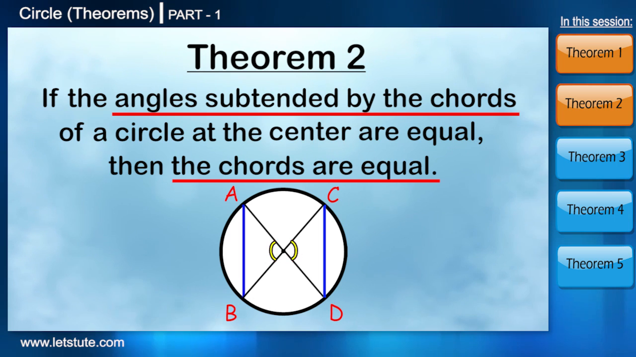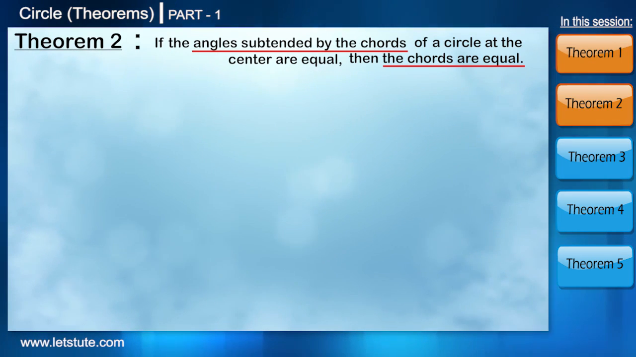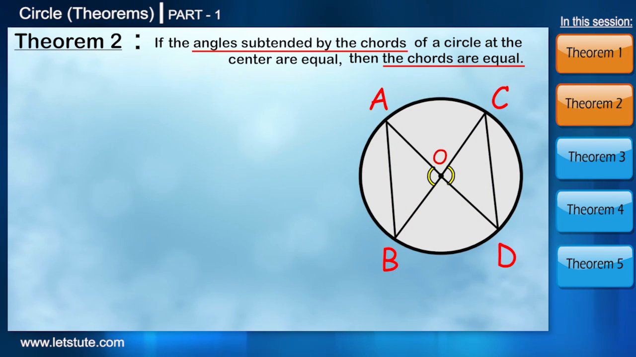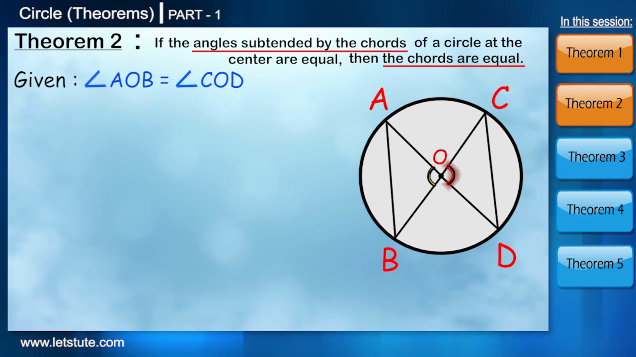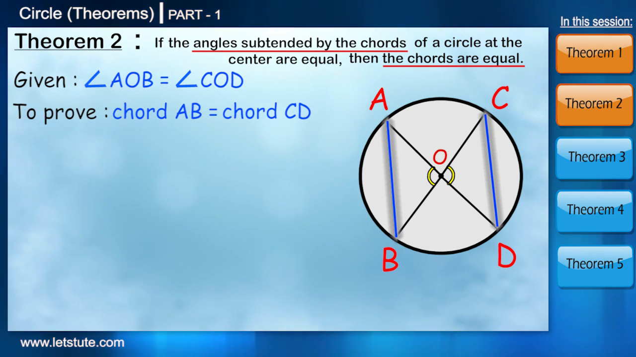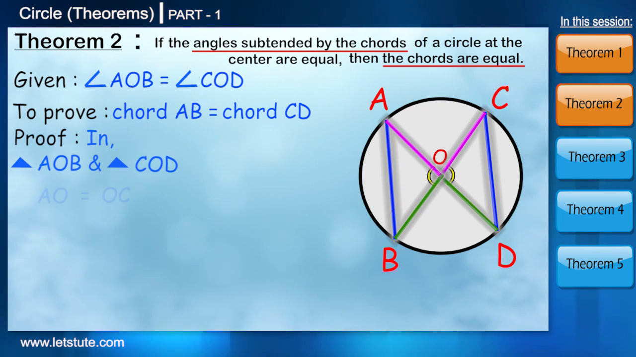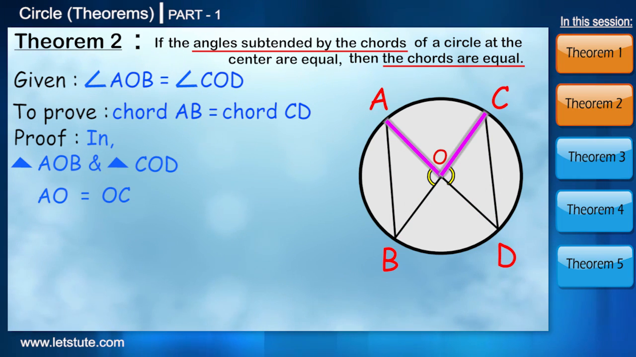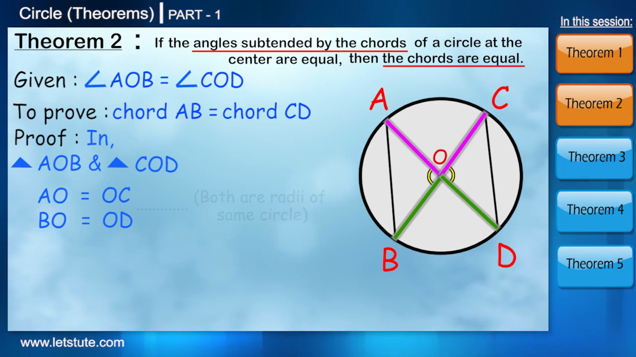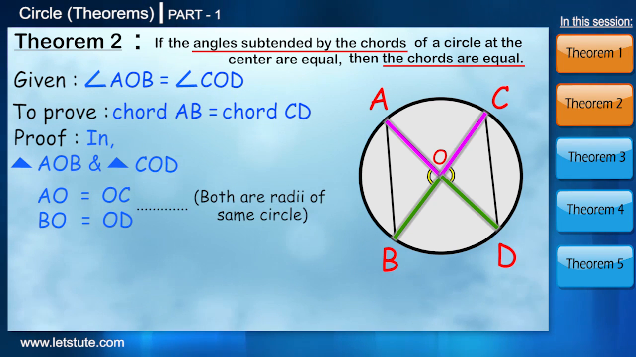If the angles subtended by the chords of a circle at the center are equal, then the chords are also equal. Again, we can have a look at the same diagram. Now, it's given that both the angles are congruent, and now we have to prove that the chords are also congruent. Again, we have the same triangles where AO is equal to OC and BO is equal to OD because they are the radii of the same circle.